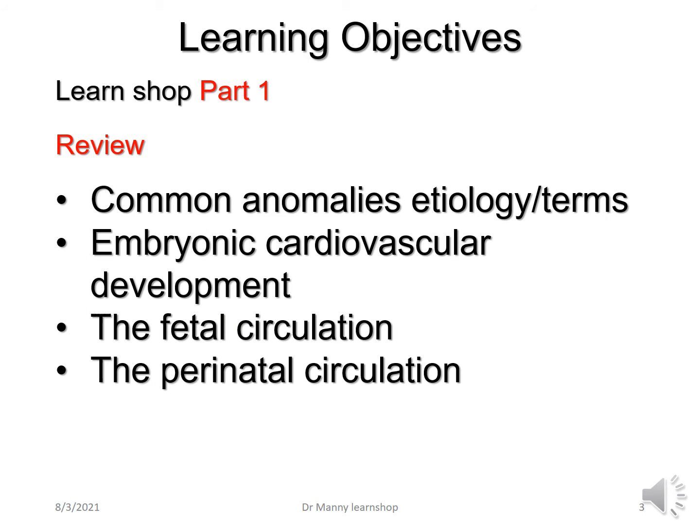The learning objectives for this Part 1 Learn Shop are just to review some of the common terms that might be used and some of the etiology as to why these cardiovascular anomalies could occur. We'll review the embryonic cardiovascular development and then look at the fetal circulation and the perinatal circulation.